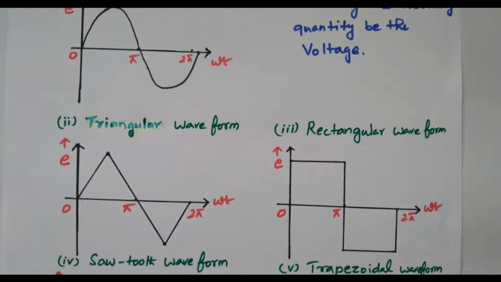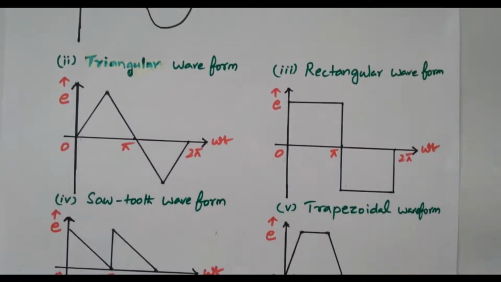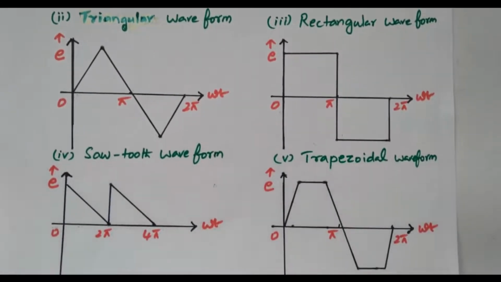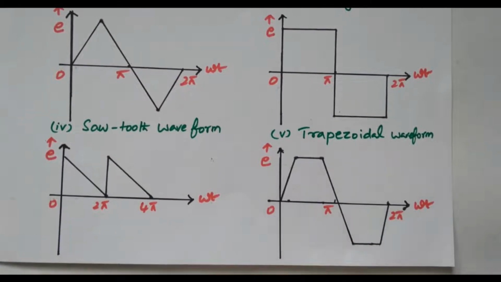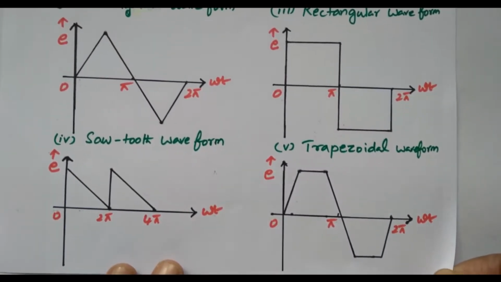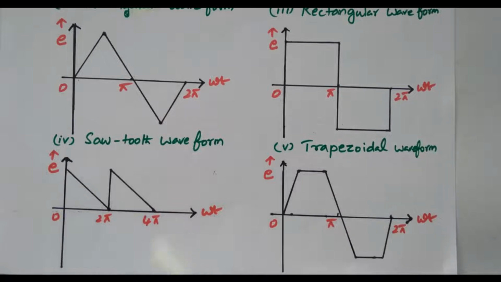We'll go for some more waveforms, sawtooth waveform and trapezoidal waveform. The sawtooth waveform looks like a sawtooth, so it is called a sawtooth waveform. Here the voltage is maximum, then reaches the 0 value at 2 pi. Again from 2 pi to 4 pi the voltage is again maximum and reaches the 0 value. But here the voltage is always positive.